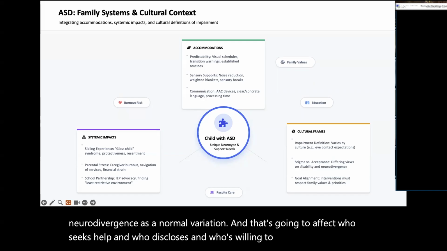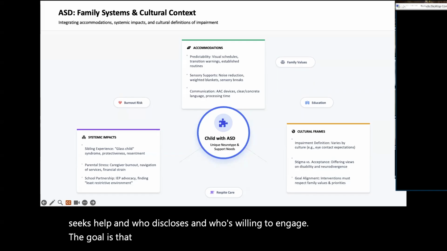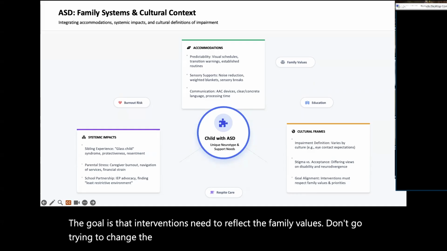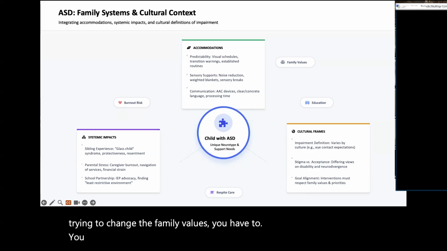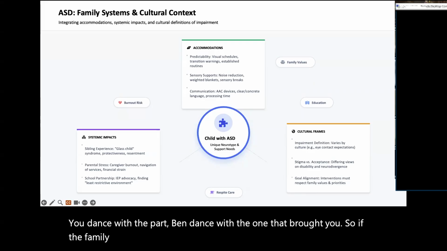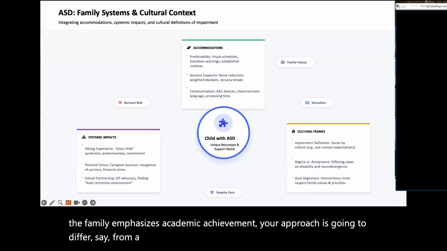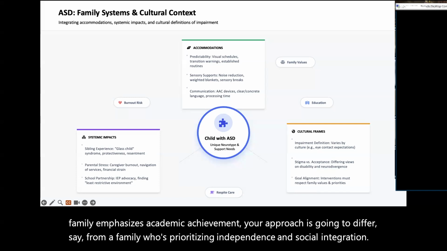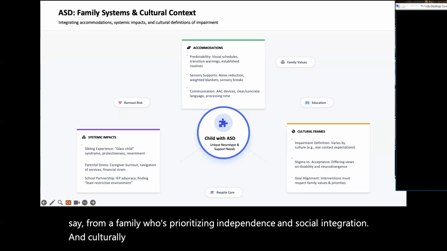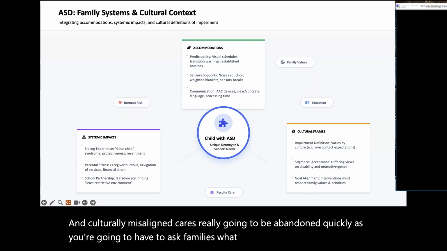The goal is that interventions need to reflect the family values. Don't go trying to change the family values. You have to, you dance with the one that brought you. So if the family emphasizes academic achievement, your approach is going to differ, say, from a family who's prioritizing independence and social integration. And culturally misaligned care is really going to be abandoned quickly, so you're going to have to ask families, what does success look like to you?